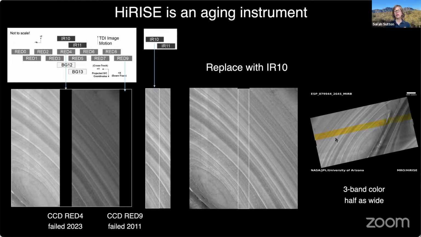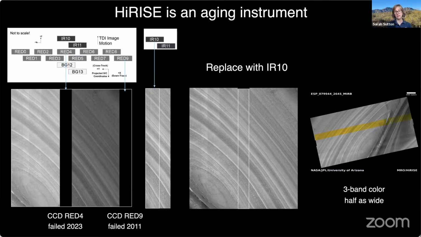But we lose half of our color swath. So that's what's showing here in this map projected image. This, of course, affects DTM production strongly, and we're actively working on mitigating this today. I'm still working on this right now, but we're getting all the methods in place to replace the data.